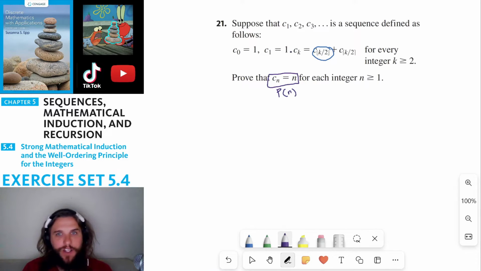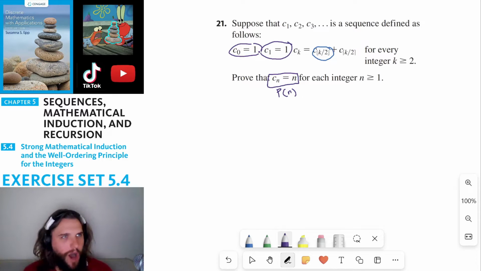Now, if you notice, they gave us two initial conditions. Usually, and this is not always the case, usually the number of initial values that they give you in the sequence is also the number of base cases that you'll need. In this case, we will need two base cases.